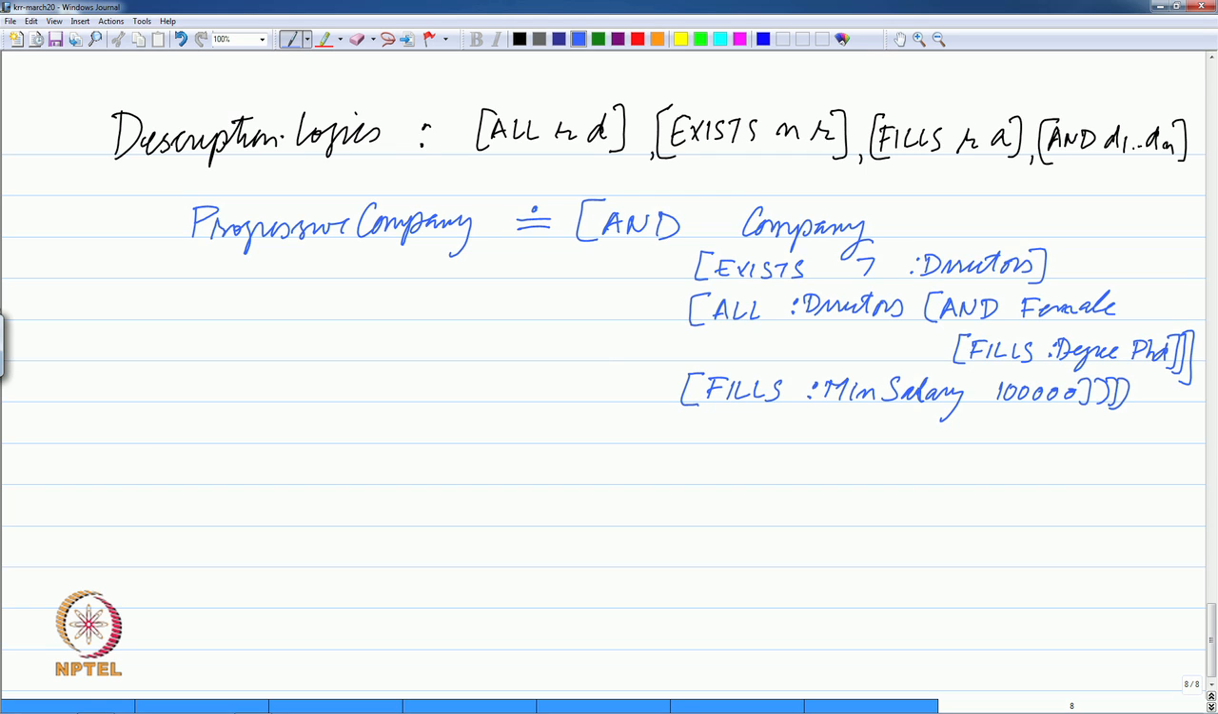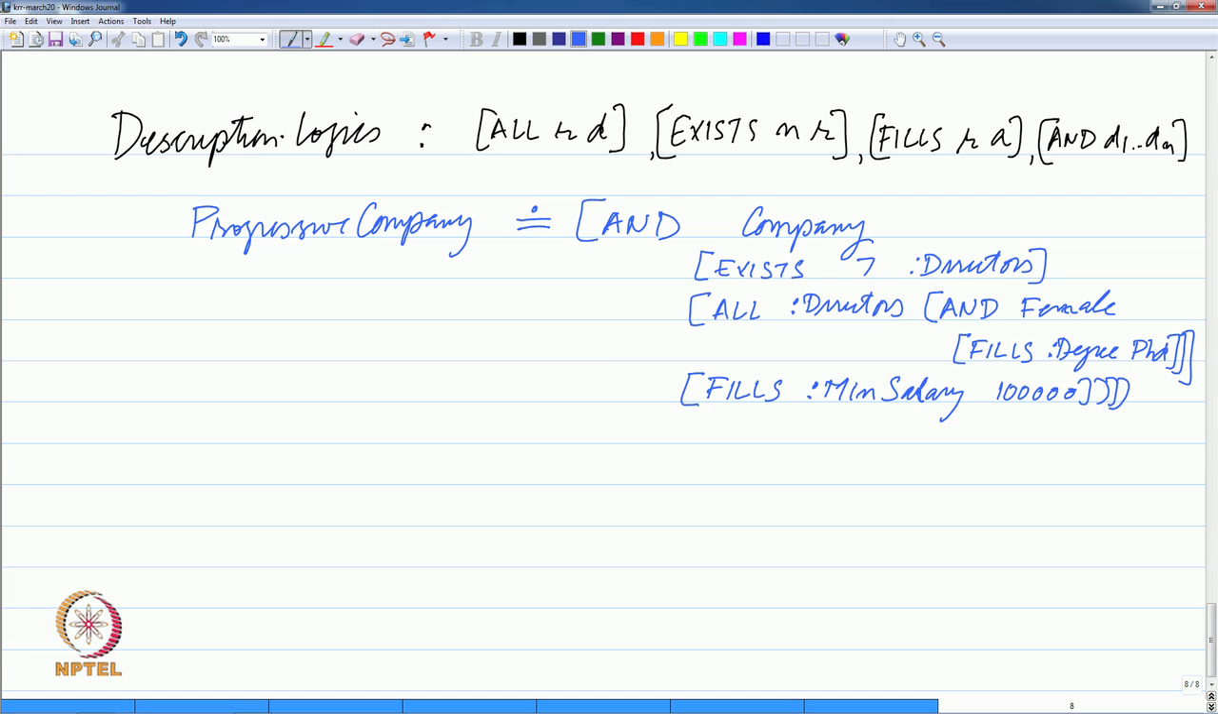So, this is a class or a concept that we are defining. It is a set of individuals which we will call progressive company. They are individuals in the sense that they are something in the domain, some concept that we are defining in the domain, which are basically companies who have at least 7 directors, and all whose directors are female with PhD degrees, and who at least give 100,000.